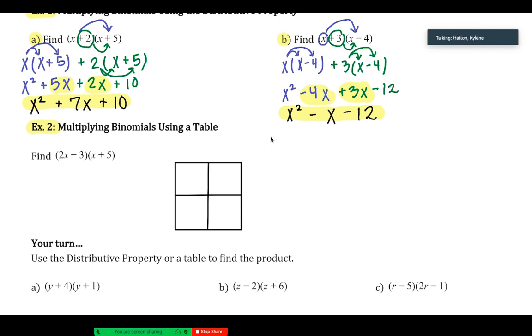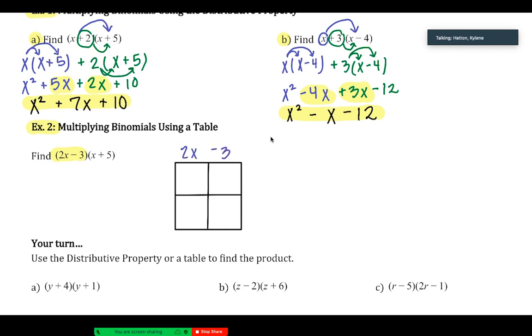So the table method is kind of like, if you've ever taken a biology class, the Punnett squares that you use for genes and genetic traits. It's just like that. So once you have your box set up, you put each factor either on the top or down the left side. So what I mean by that is the first factor is 2x minus 3, and I'm going to write that across the top.